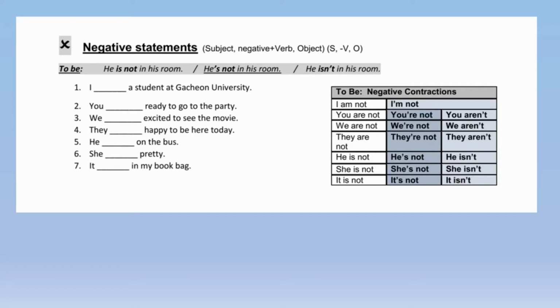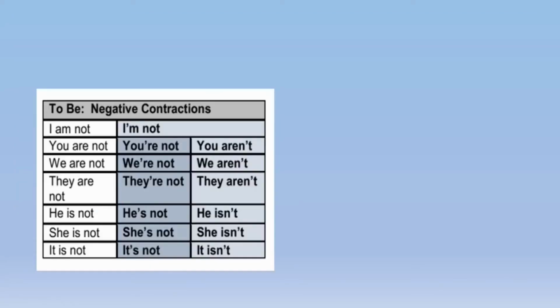There are also several ways to say it when we use a contracted form of the verb to be in the negative form. For example, he is not in his room. He's not in his room. He isn't in his room. All three ways are fine. Let's take a close look at the negative contraction for the verb to be.